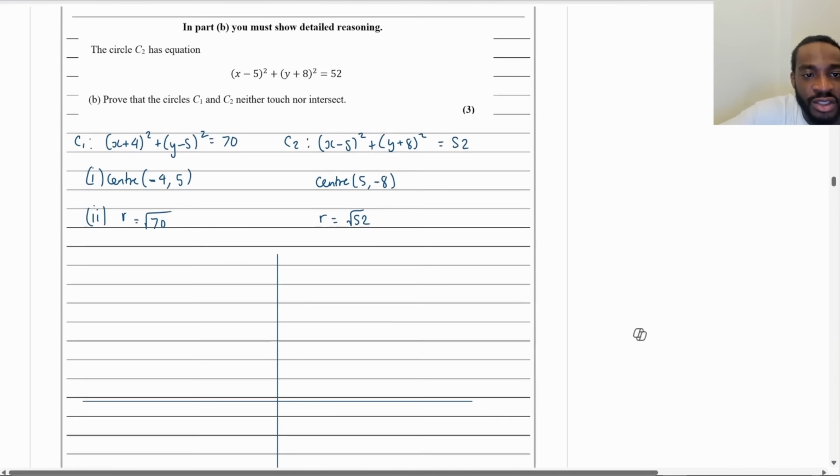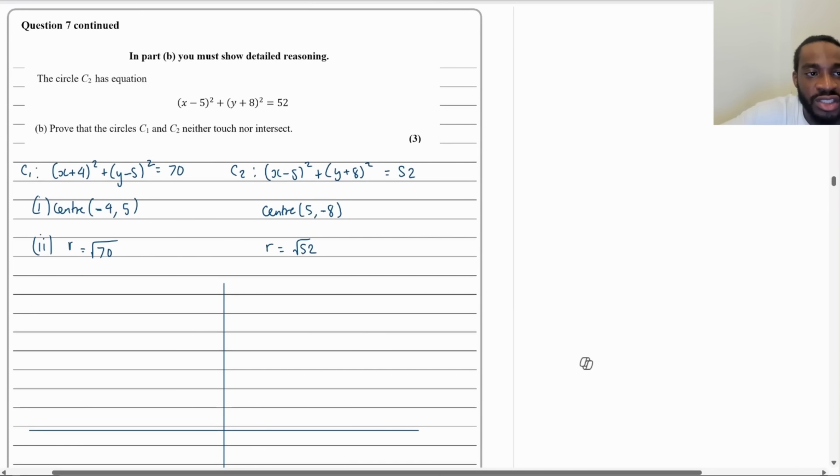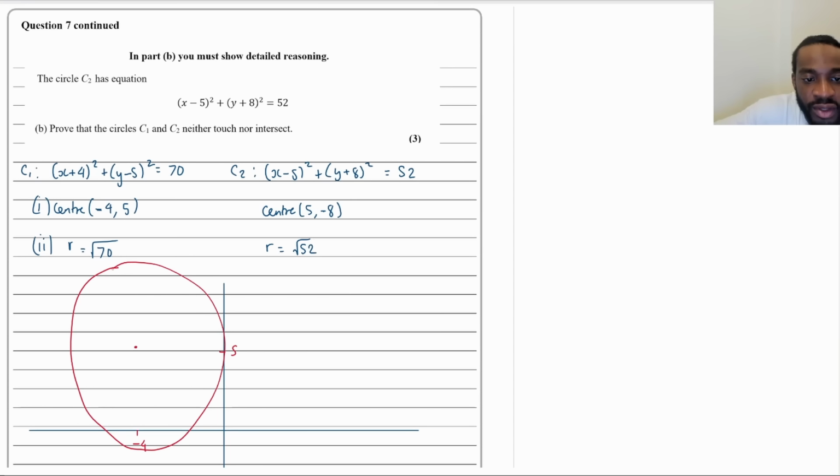Now, I'm going to do this in different colors. Let's draw C1 in red. So C1, the center is (−4, 5). So let's say −4 is there, and let's say 5 is there, for example. The center is going to be around here. Then we're going to draw a circle like this.